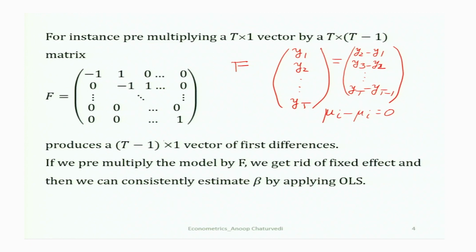So, this kind of transformation we have used in the last lecture also, when we were discussing the fixed effect model with 2 time periods. We have taken the first differences and then we have consistently estimated beta by applying the OLS procedure.